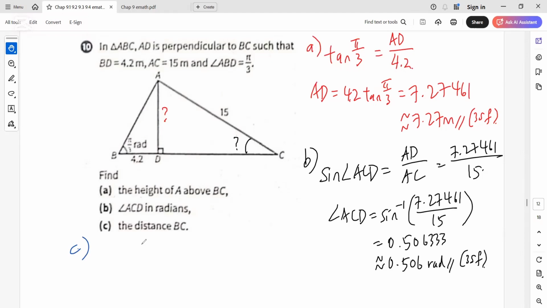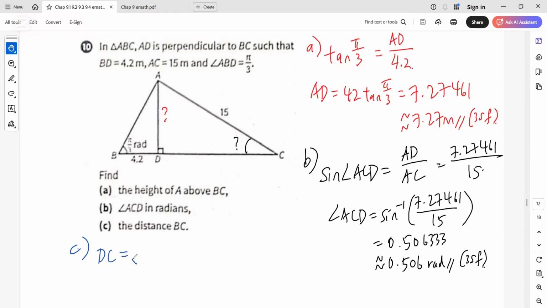Let's move on to part C. Part C says find the distance BC, so they want the whole thing. In order for us to find it, you just got to find DC, then you take DC plus 4.2, that will give you BC. So how do we find DC? Very simple, there are a few ways. Let's just do Pythagoras theorem. Why? Because I have AD and I have AC, so I can find DC using Pythagoras theorem.